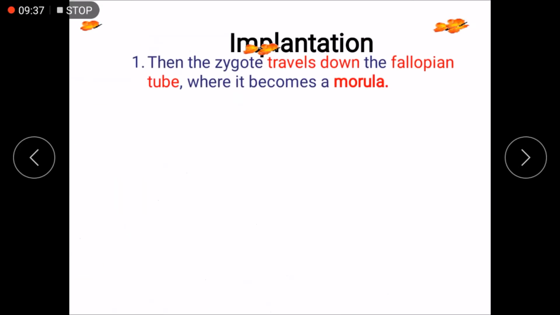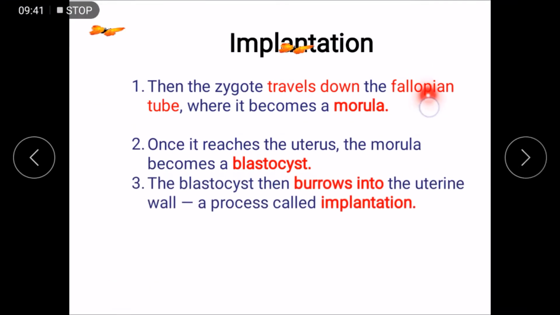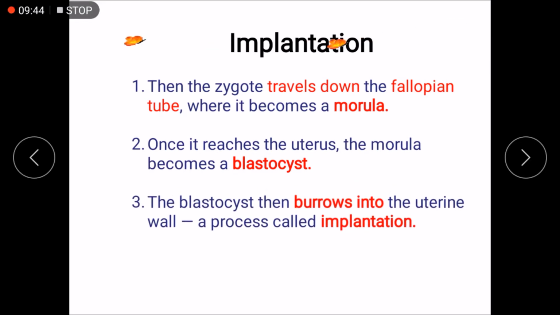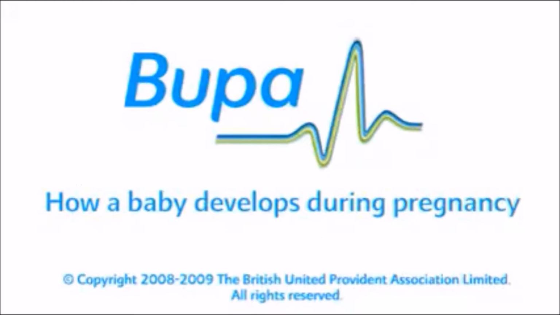The trophoblast will become the membrane, the amnion. The zygote will travel down the fallopian tube where it becomes a morula. Once it reaches the uterus, the morula becomes a blastocyst. The blastocyst then buries into the uterine wall, or the endometrium, and this process is called implantation. Now we'll see a short video on the development of the zygote, then only we continue with implantation.